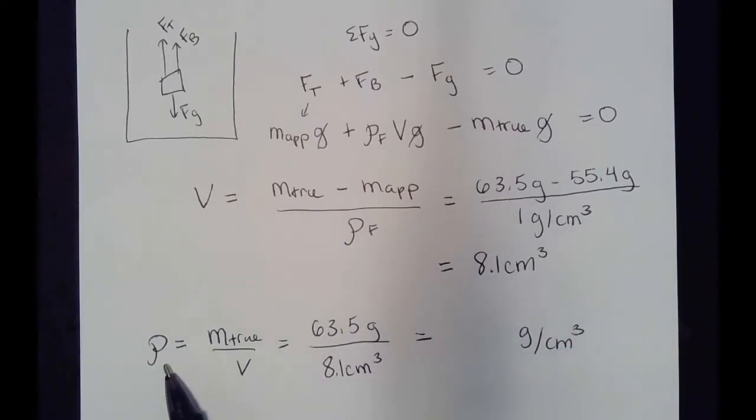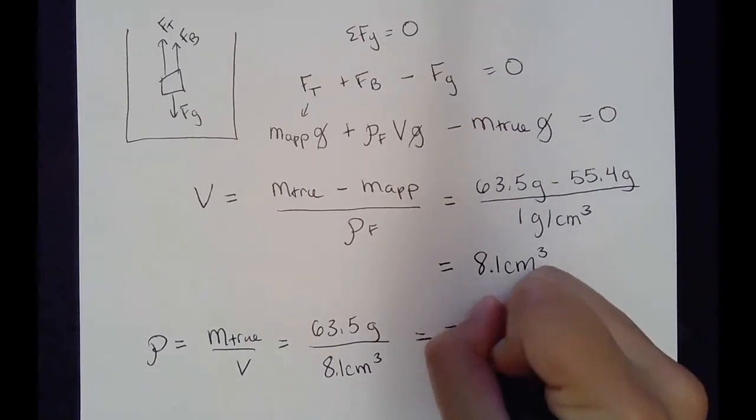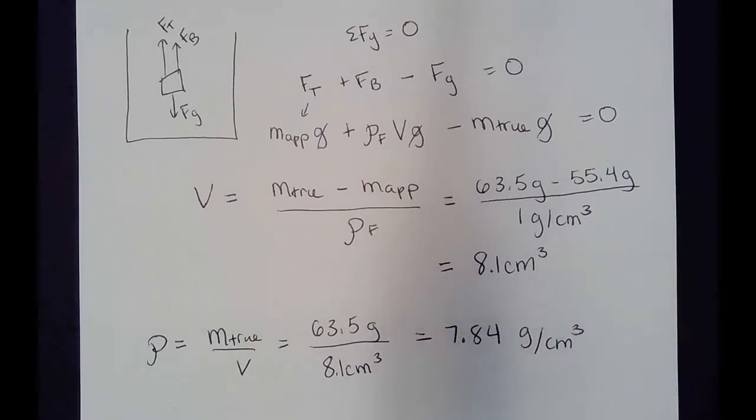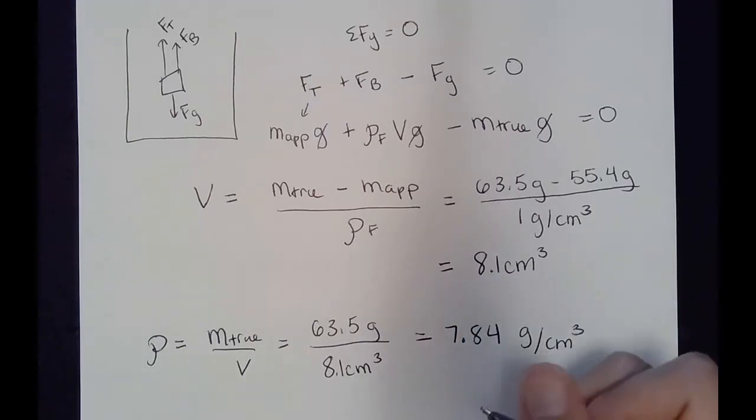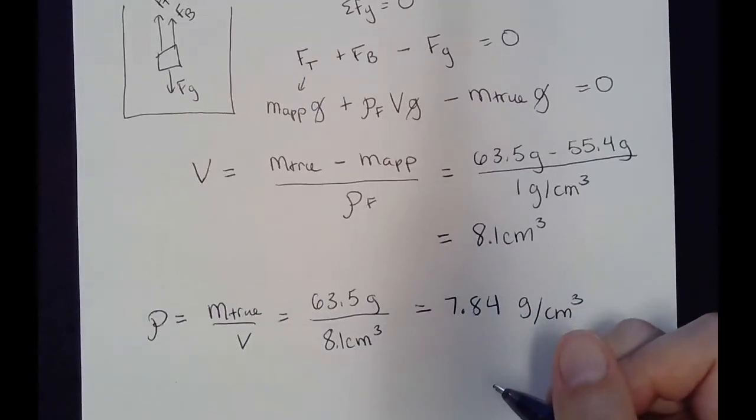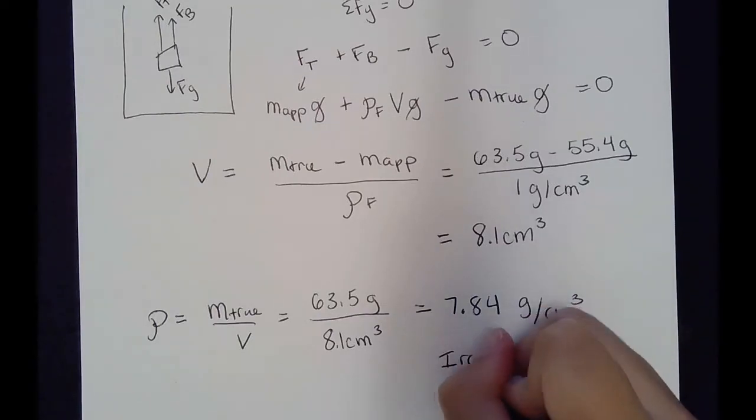And then we can find the density using the true mass over the volume, 63.5 grams over 8.1 centimeters cubed, which is 7.84 grams per centimeter cubed. And then if you check the table of densities, this looks like it's iron or steel.